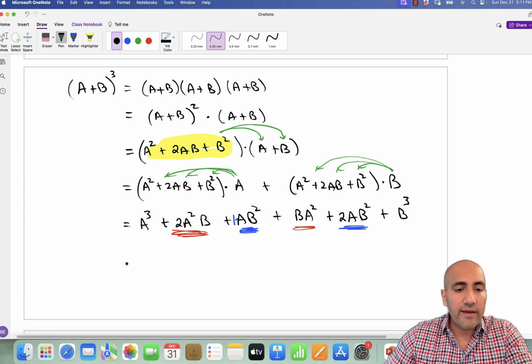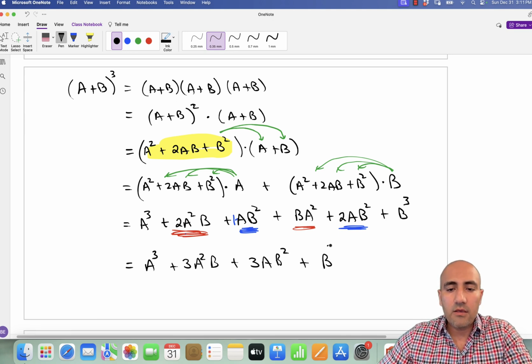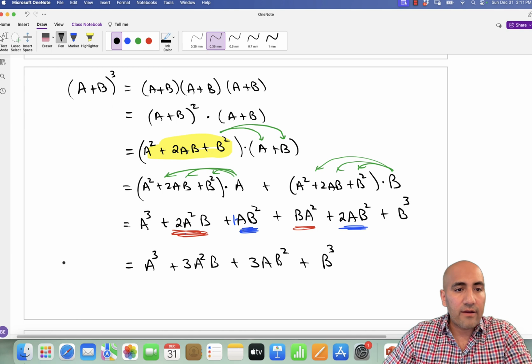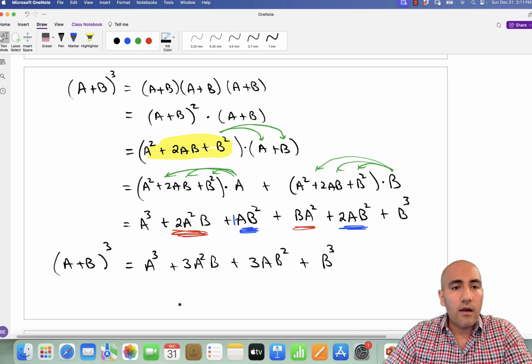So our final result is going to be a cubed plus 3 copies of a squared b plus another 3 copies of a b squared plus b cubed. And so there's our pattern that we notice: (a + b) cubed is equal to this. You can do the same thing for the last one.